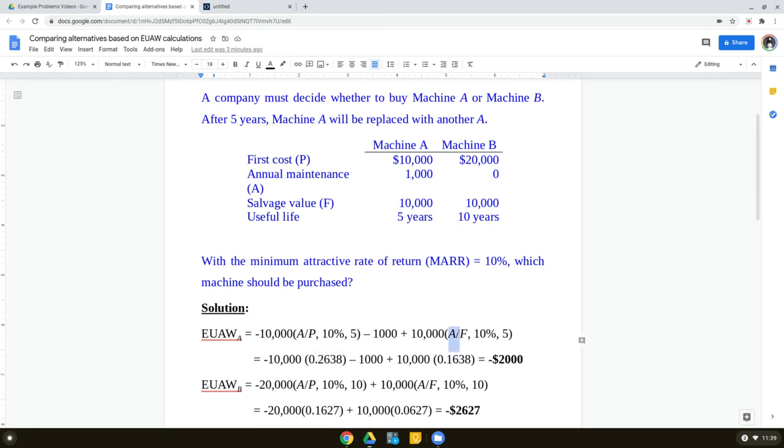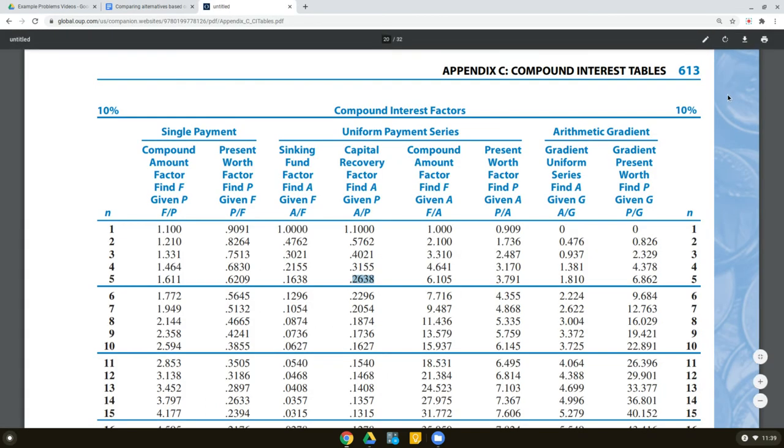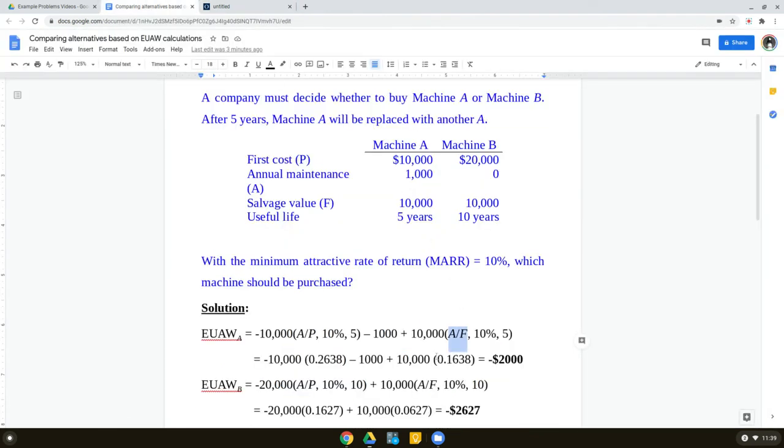Then we also need to find the A given F factor, and let's see, 10%, 5 years, A given F is 0.1638. So it's right here. If you do all this math, you will get your final answer, which is minus $2,000. So that's the equivalent uniform annual worth.